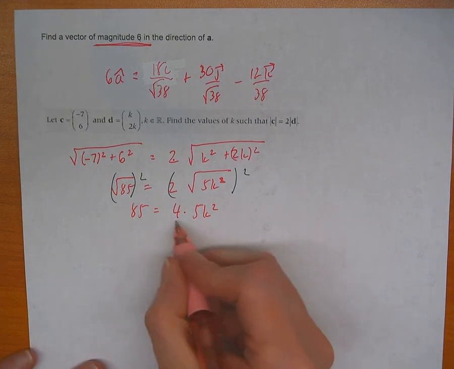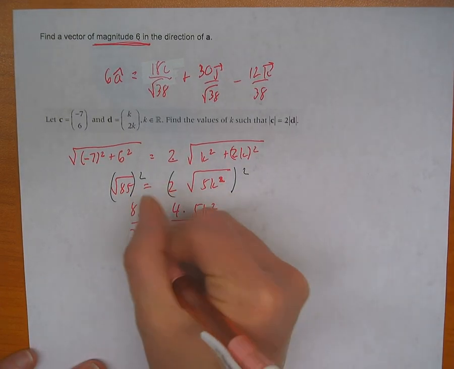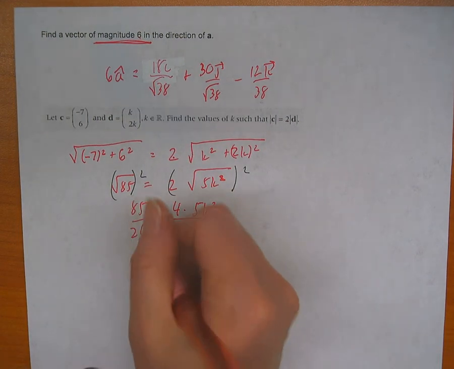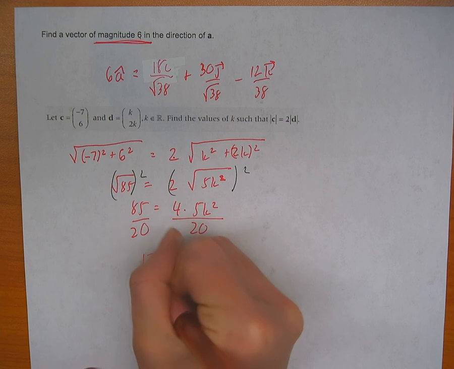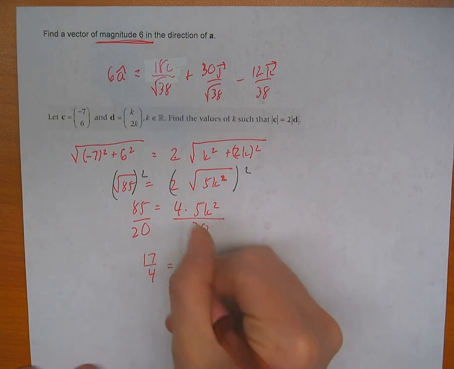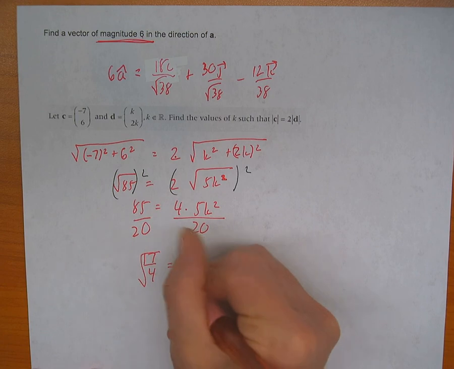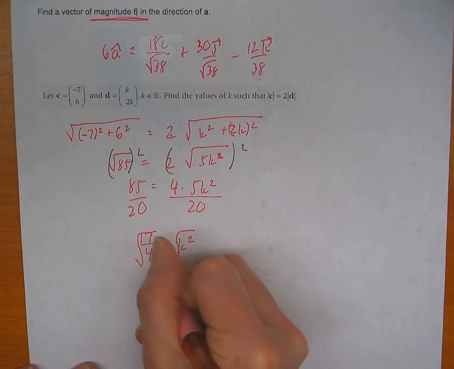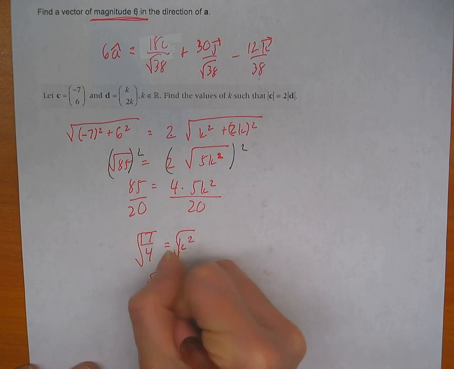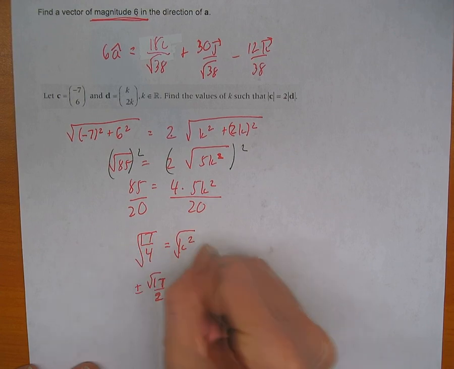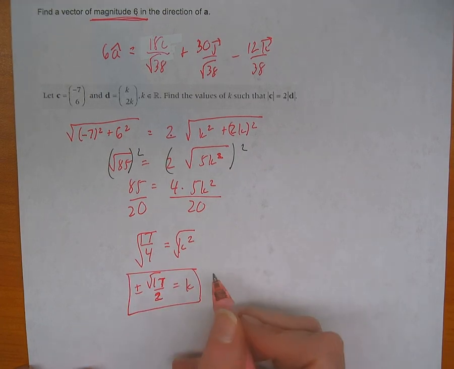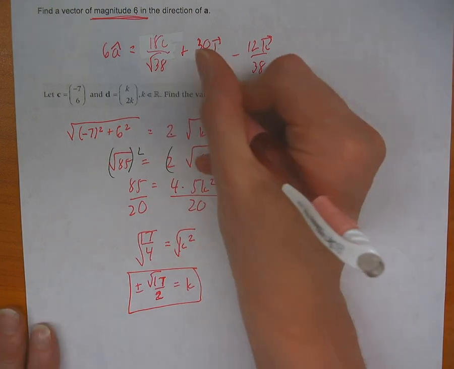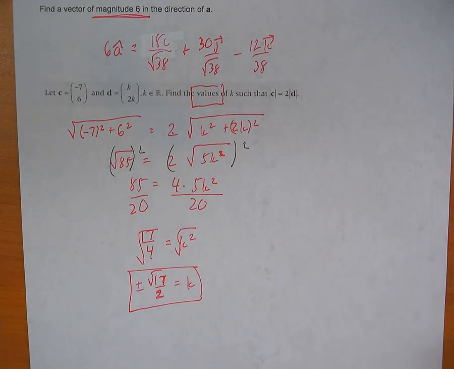And then I could divide both sides by 20, because that's what 4 times 5 is. So 85 divided by 20, those are both divisible by 5, so I'm going to get 17 over 4 is k squared, and then I will square root. So I'll end up with the square root of 17 over 2, but remember, we've got to do plus and minus on that, because both of those values would make that statement true. Notice they implied that in the question. Find the values of k.